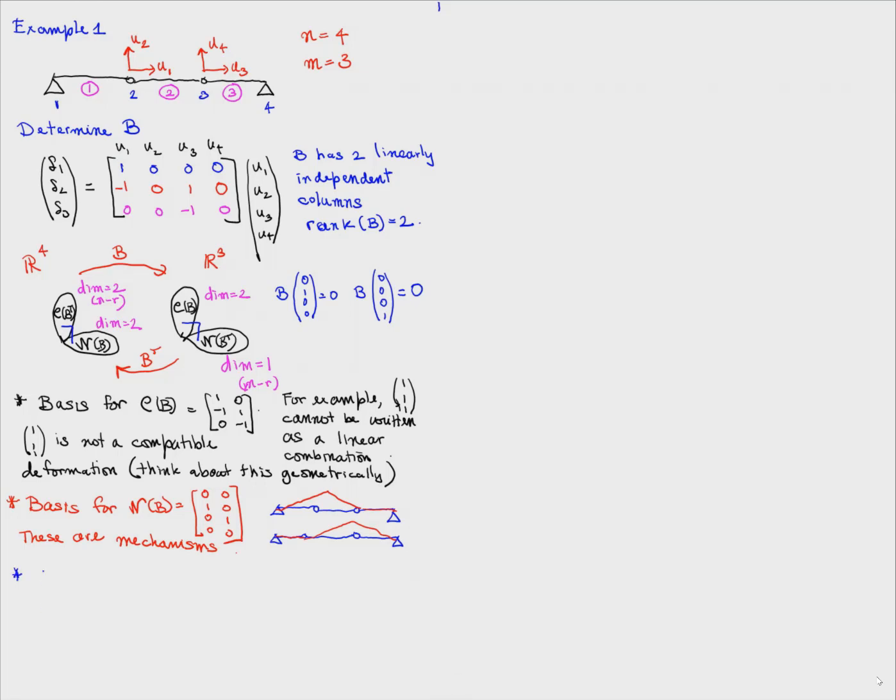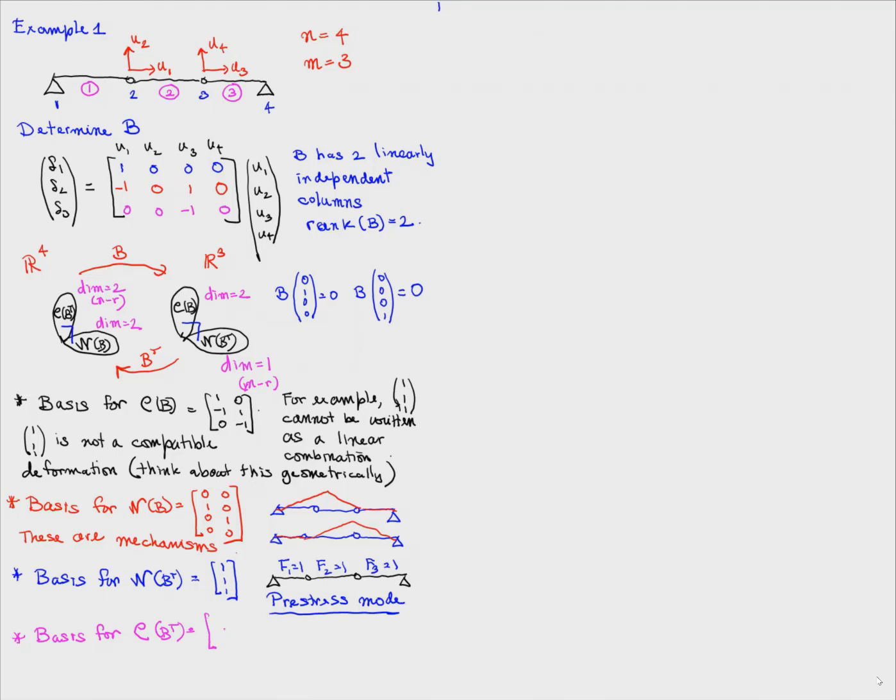Now let's construct a basis for the null space of B transposed. Again, by inspection, a basis is just (1, 1, 1). Now, if we set F1 equals 1, F2 equals 1, F3 equals 1, we see that this is a self-equilibrating configuration of internal forces. We call this a pre-stress mode. So if we pre-stress it in such a way that each of the forces are equal in all the members, that's self-equilibrating. Lastly, we look at a basis for the column space of B transposed.